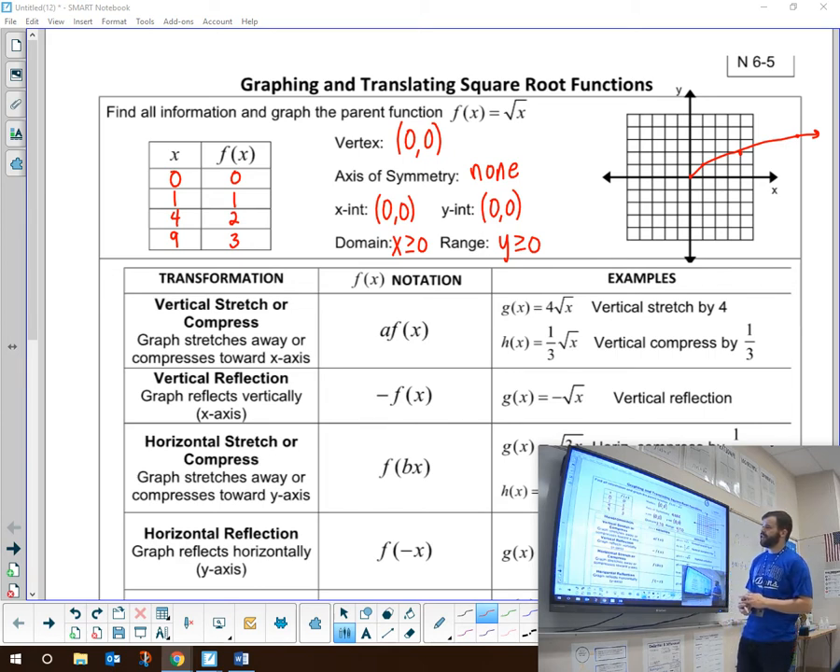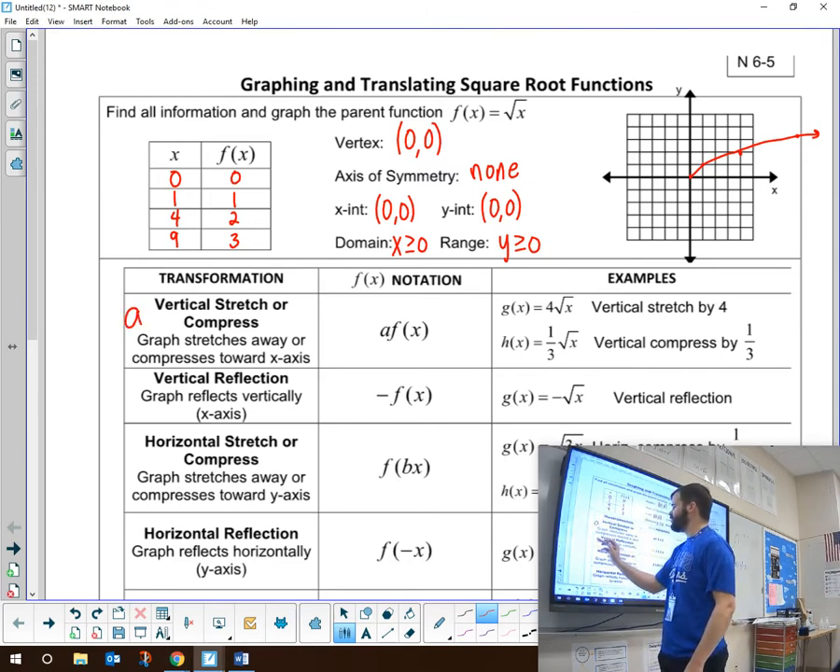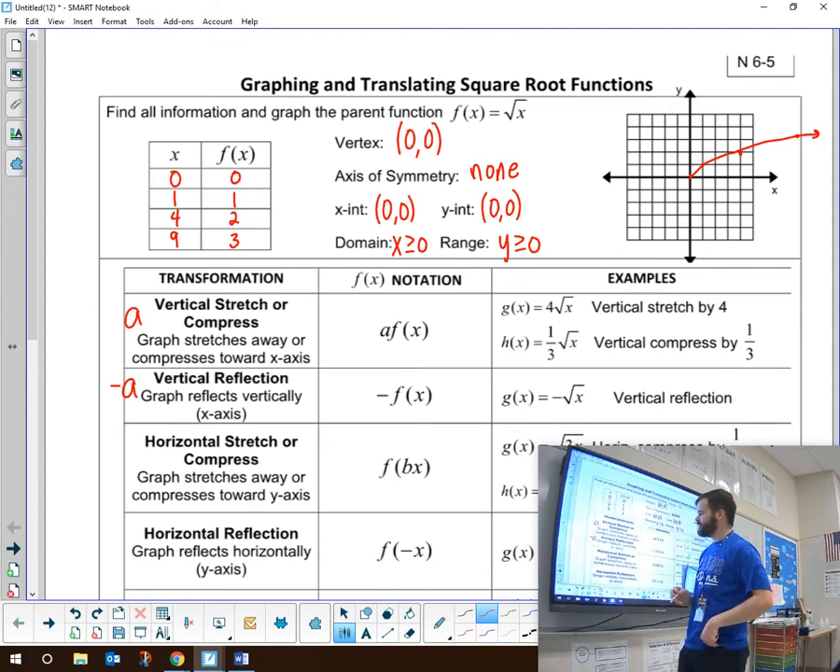So let's start off and take a look at the transformations that we can have. They're the same as what they've always been. Vertical stretch and compress: remember we have our equation that everything goes with here, and that equation is y equals a times the square root of b(x minus h), plus k on the end. So with our vertical stretch or compress, that is my a. Vertical reflection, that's when we have a negative a.